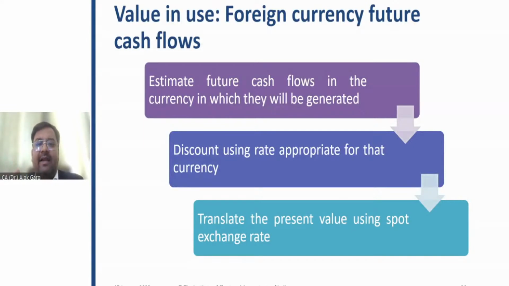So standard says that, don't worry. First of all, you need to estimate the cash flow in the foreign currency itself. Estimate the future cash flow in the foreign currency itself, right? You have estimated the future cash flow in the foreign currency. Second, standard says that you have to use the discount rate, using a rate appropriate for that currency.